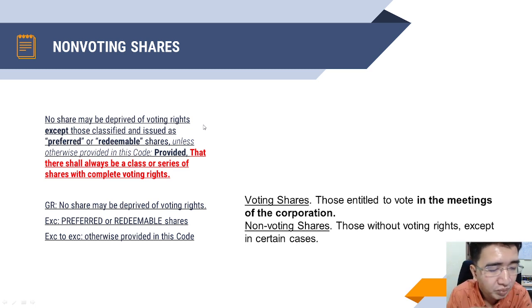Take note, in a corporation, there should be shares or class of shares na mayroong voting rights. Why? Because itong mga to, sila kasi yung involved sa decision making ng corporation. Kaya dapat meron. Hindi lahat non-voting. Okay? The general rule is no share may be deprived of voting rights except preferred or redeemable. Exception to the exception, otherwise provided in this code.